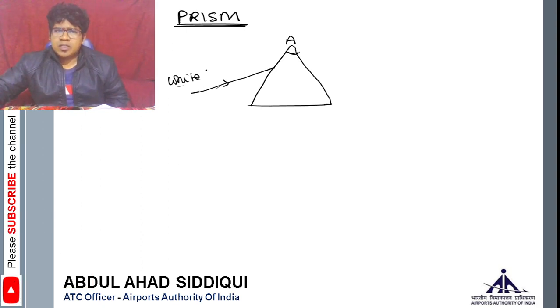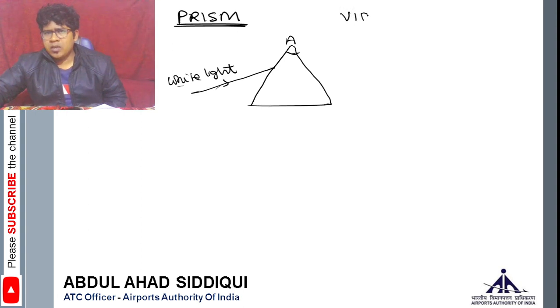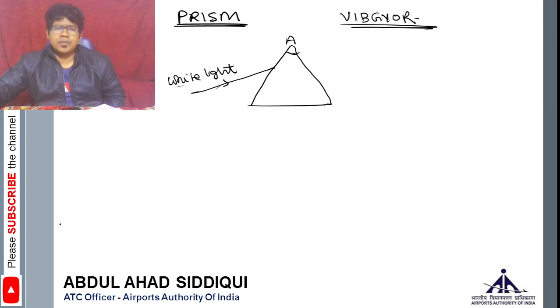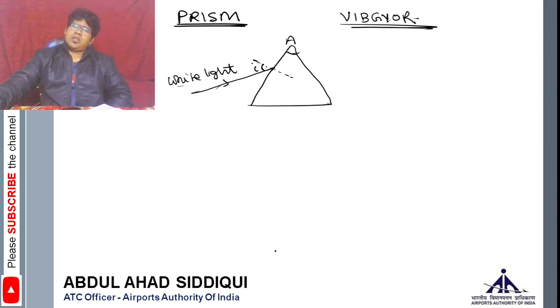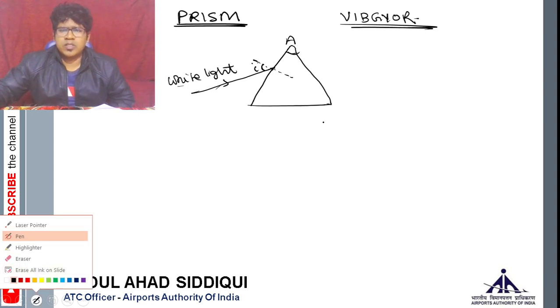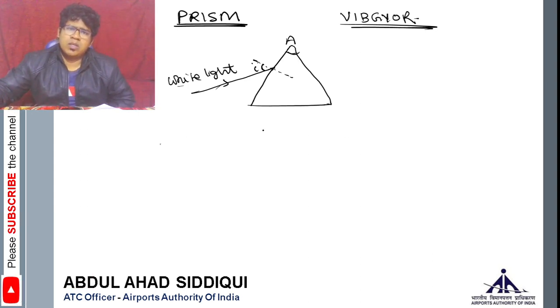So let's say a white light is coming, and you all know that white light is made up of Vibgyor. So basically, white light has 7 different wavelengths. Let's try to understand. This is, let's say, the normal. So angle of incidence is the same for everything, right? And so I'll just consider one. Let's first consider one simple ray.